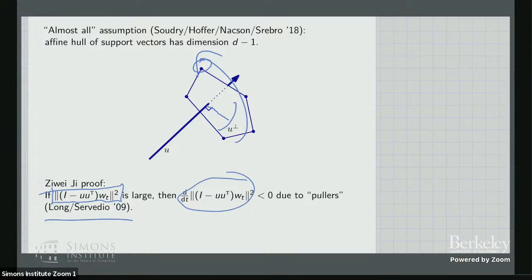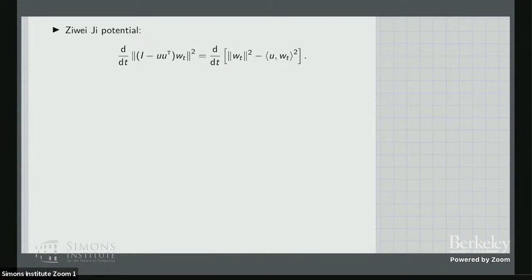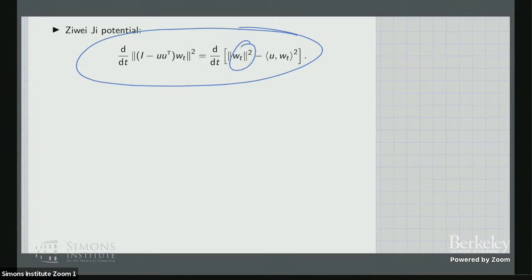Now I'll tell you how to translate this into two-homogeneous networks, and then we'll stop. Another way of writing this, if you just expand the square, is you get the first term and some cancellations. So there's W_t, which is the norm of all of your weights. Right now it's the linear case, but just think of it as all the weights.